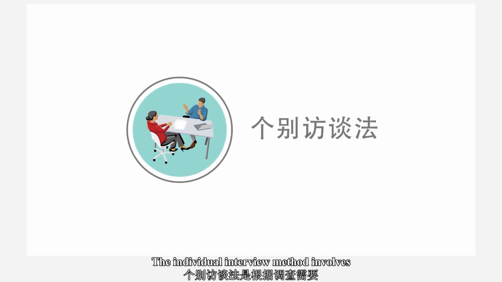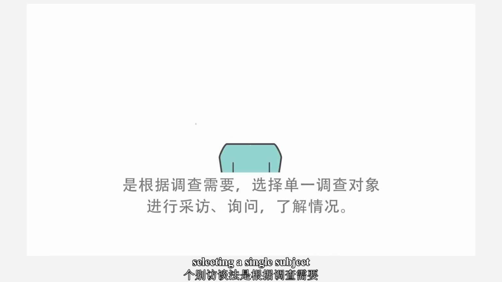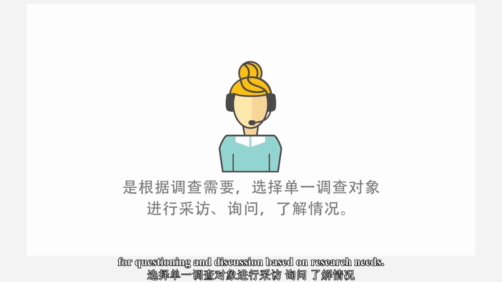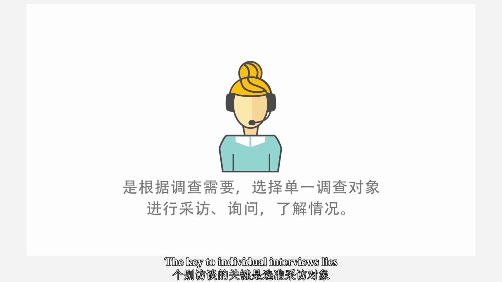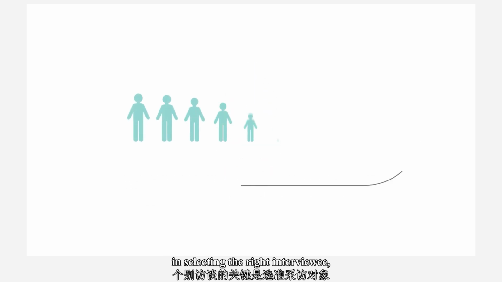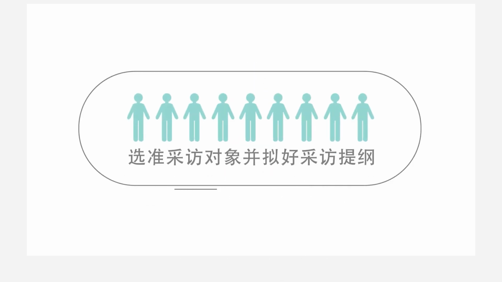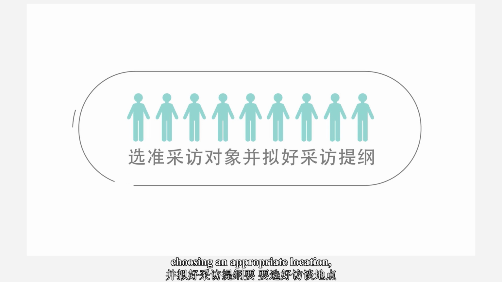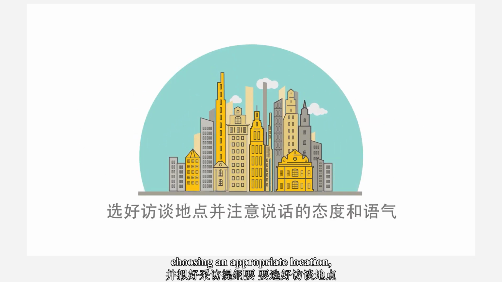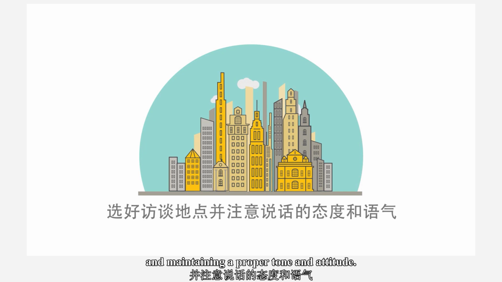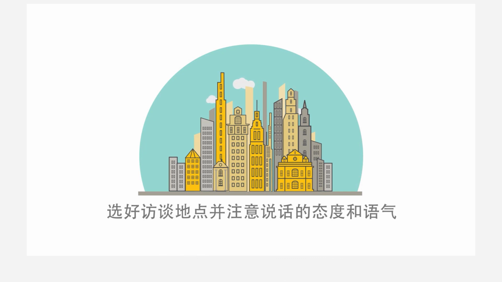The individual interview method involves selecting a single subject for questioning and discussion based on research needs. The key to individual interviews lies in selecting the right interviewee, preparing an outline, choosing an appropriate location, and maintaining a proper tone and attitude.